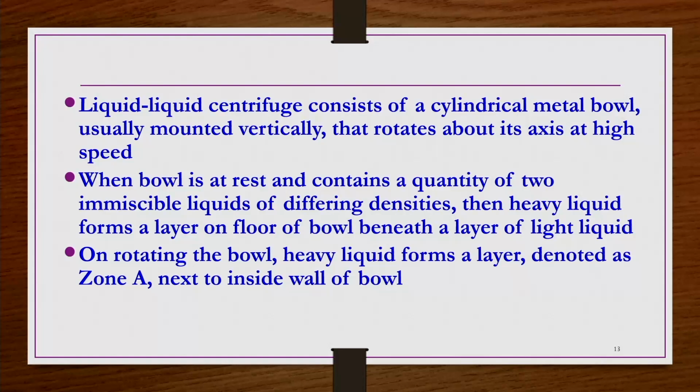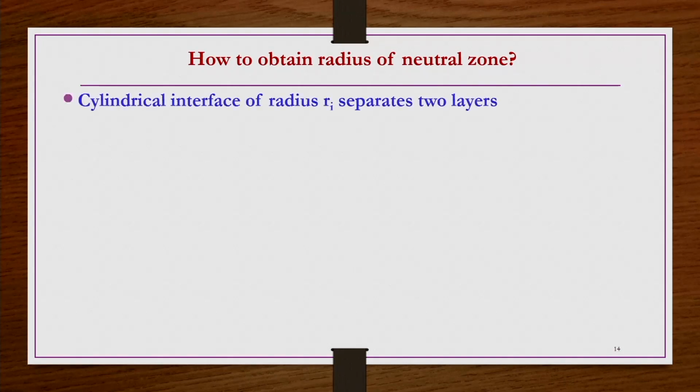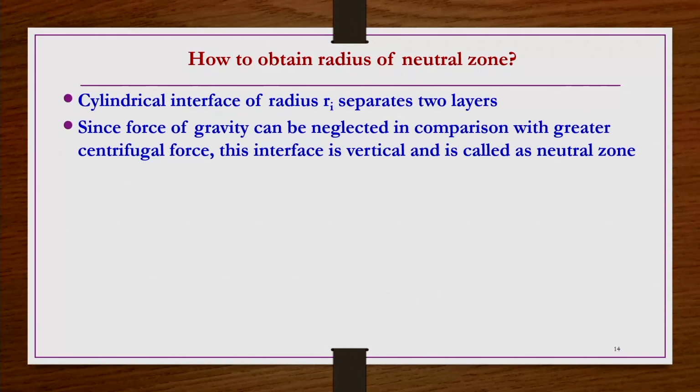On rotating the bowl, the heavy liquid forms a layer denoted as zone A next to the inside wall of the bowl, and the layer of light liquid denoted as zone B forms inside the layer of the heavy liquid. Then how to obtain the radius of the neutral zone? The cylindrical interface of radius Ri, which separates the two layers forming zone A and zone B, is known as the neutral zone. So, that Ri we have to calculate.